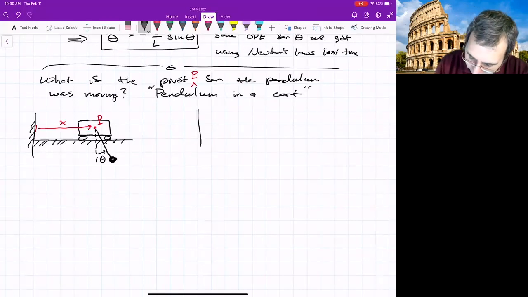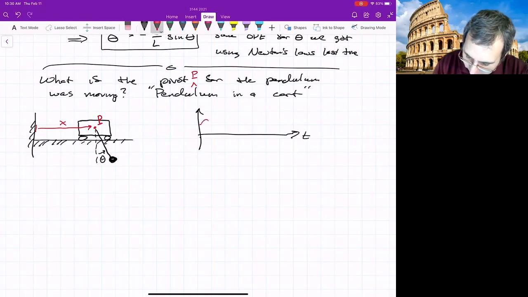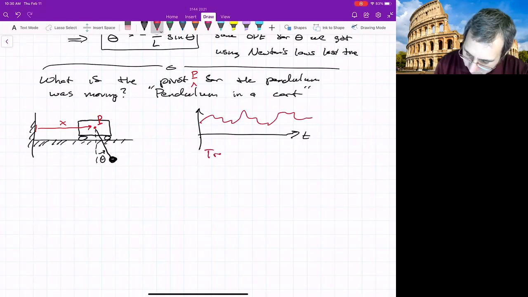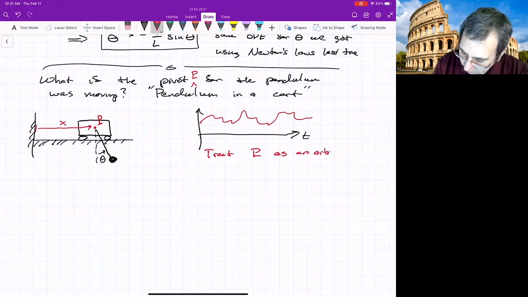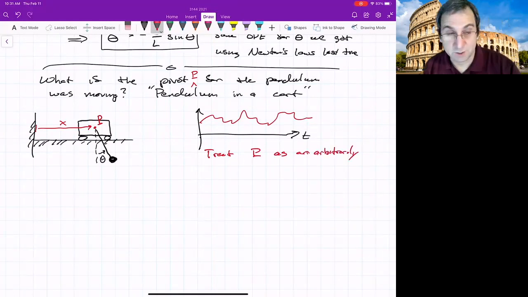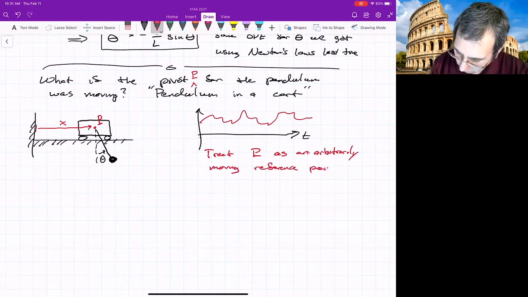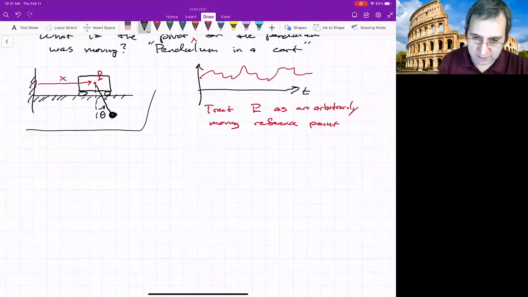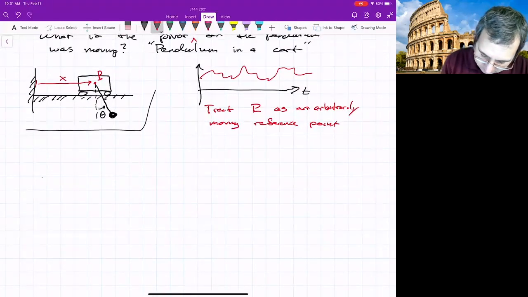So by arbitrarily moving, I'm thinking maybe x is moving kind of erratically. Let's say it's not negative. It's just kind of moving. So we're going to treat P as an arbitrarily moving reference point. And then how would we do that? Well, let's sketch the situation.